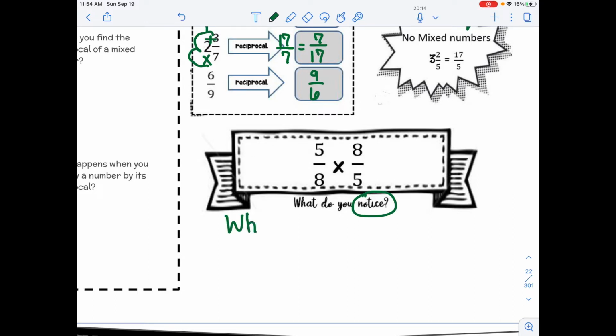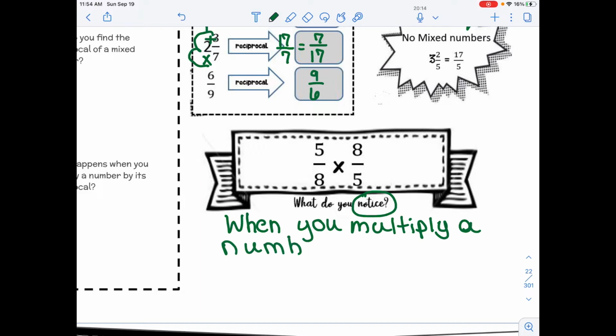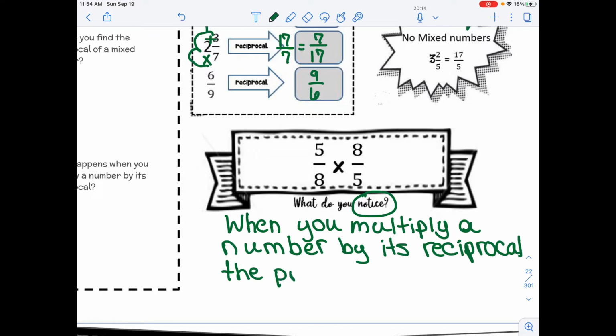So when you multiply a number by its reciprocal, the product, which is the answer to a multiplication problem, is 1. Good job. So if I multiply these out, I get 5 times 8, which is 40. And then 8 times 5 is 40. And 40 divided by 40 is 1.